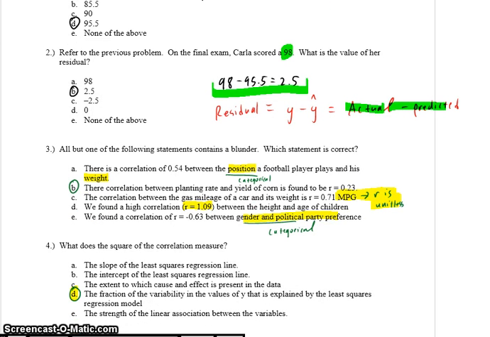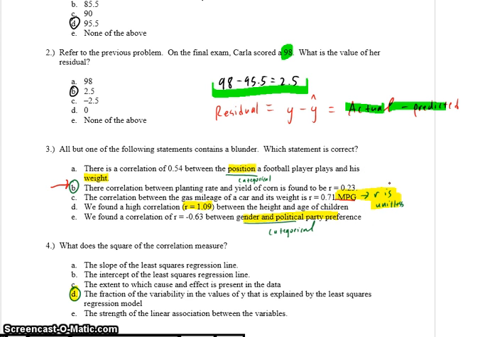Number 3, all but one of the following statements contains a blunder. Which statement is okay? So each one has a problem except for B. B is okay. So let's go through the other ones to make sure we know what the problem is. A says there's a correlation between the position and weight. Position is categorical. Okay, correlation measures the strength and the direction of the linear relationship between two quantitative variables. So A is out. C, it gives us a correlation, but gives us a unit. Okay, correlation is unitless. We would never say that the correlation is 0.71 miles per gallon.